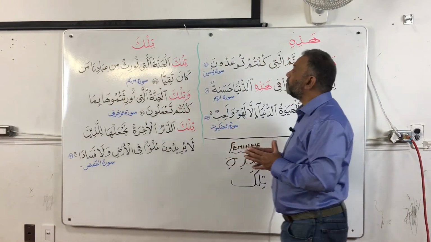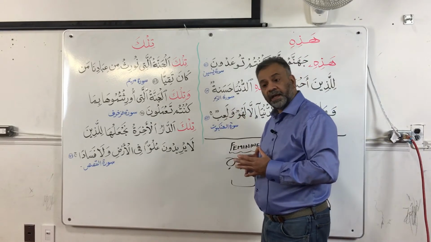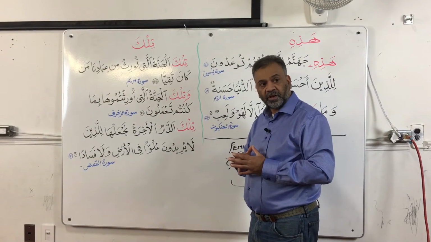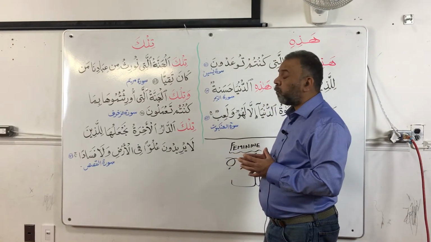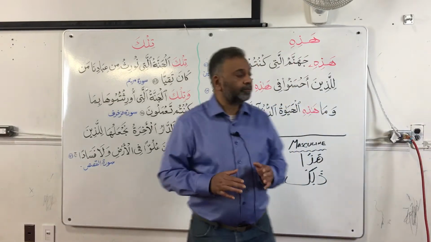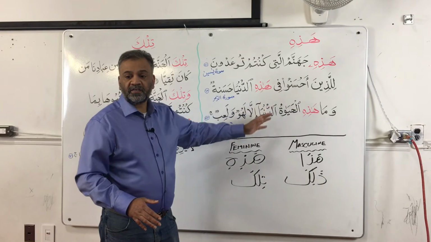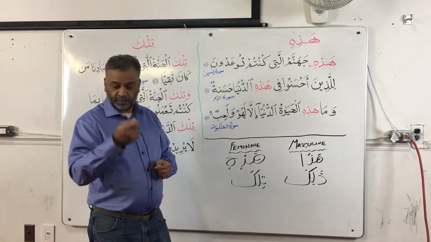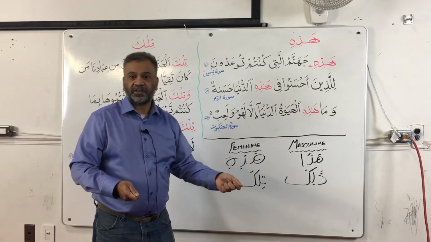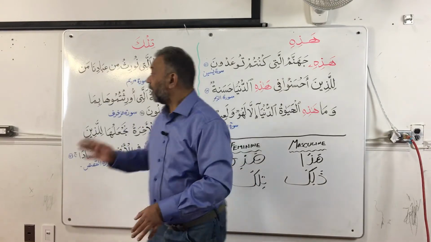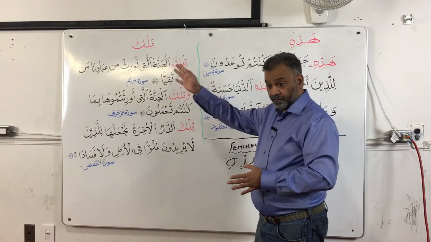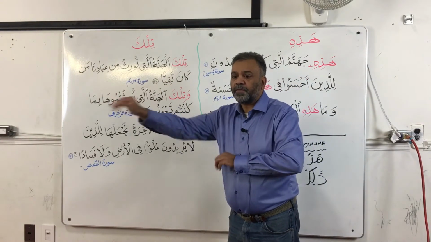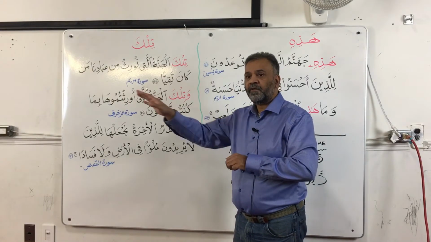Let's move on to examples. Tilka, Surah Maryam, ayah number 63. What is common in these three examples? Hazihi, ismu ishara lil qareeb. Allah subhanahu wa ta'ala is pointing towards something which is near to us, very close to us. In tilka, we are using the feminine gender, Allah subhanahu wa ta'ala is talking about something that is a bit far from us.